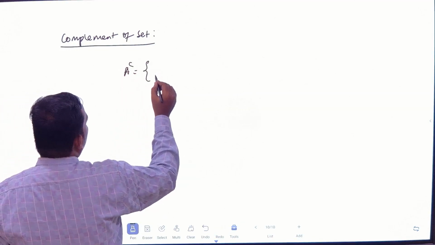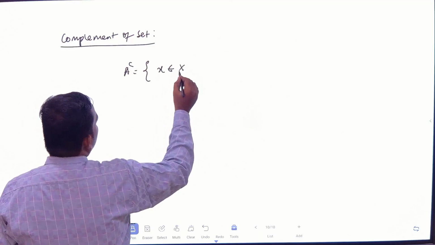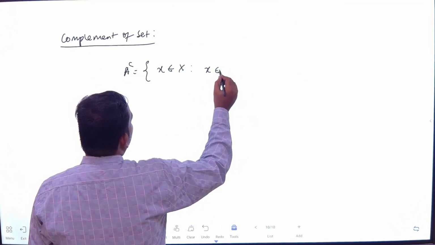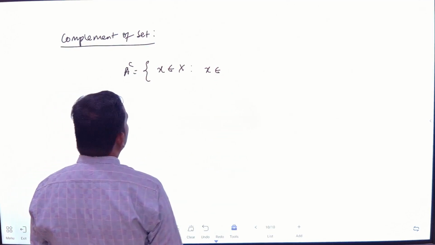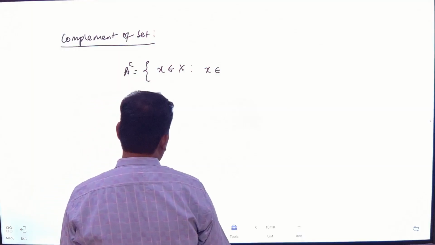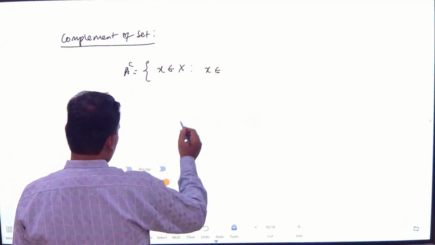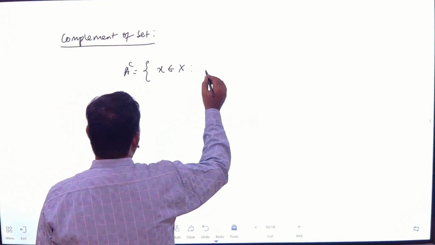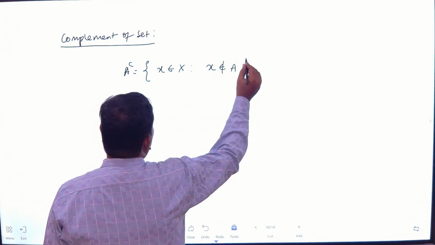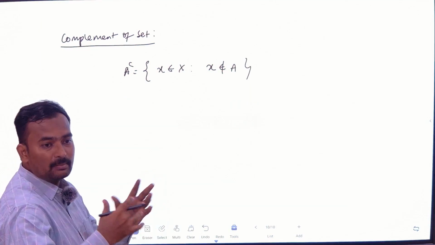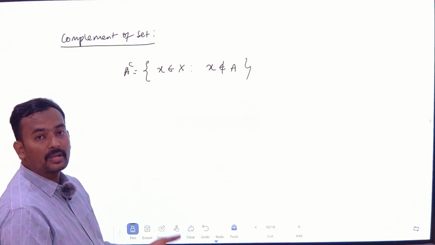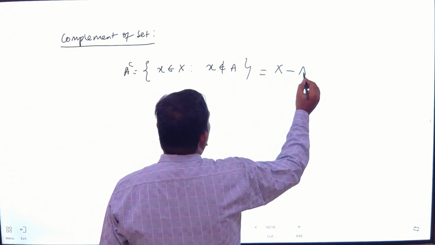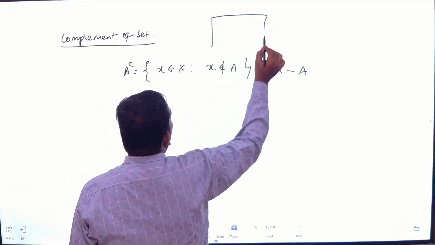A complement: how to define it? A collection of elements x in X such that x does not belong to A. It is the collection of all the elements in the family, but not in A. That is the same as X minus A. X is the whole family.